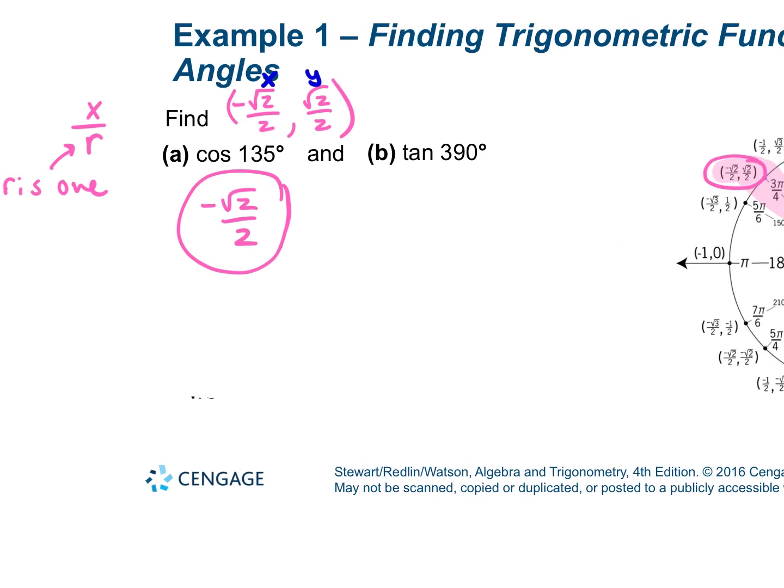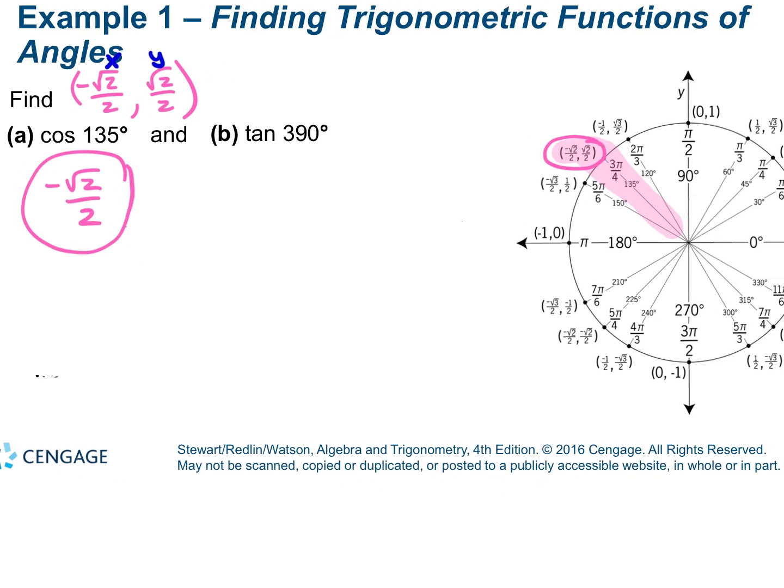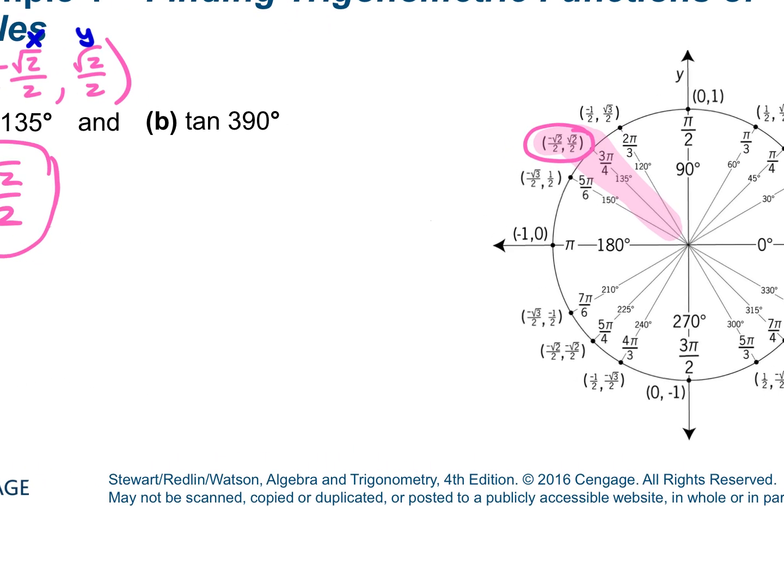Let's do the same thing for tangent. However, 390 degrees is not on our unit circle because it's more than 360. How could I find a coterminal angle that's in between 0 and 360? Subtract 360. So you can add or subtract 360 as many times as you need to find an angle in between 0 and 360. So now we're finding the tangent of 30 degrees.